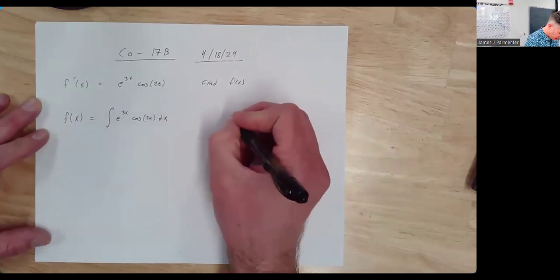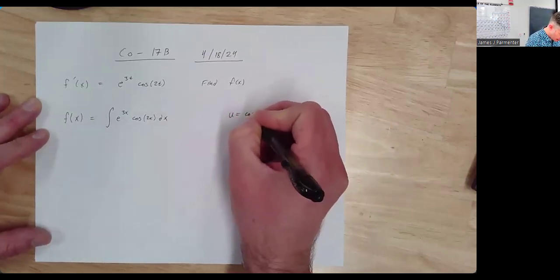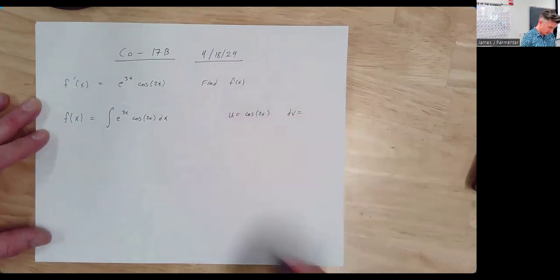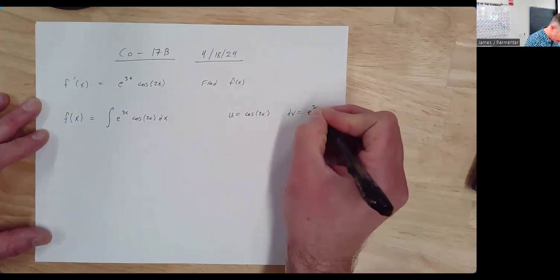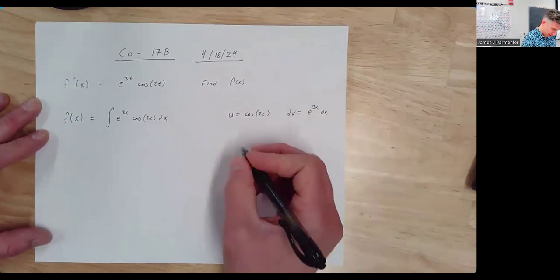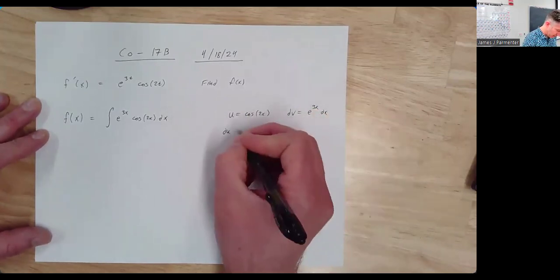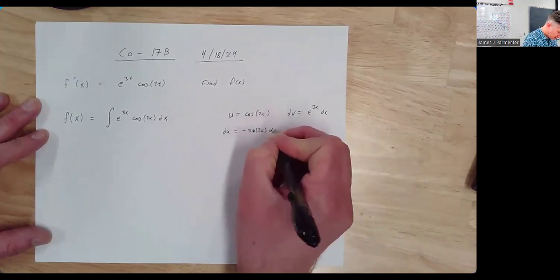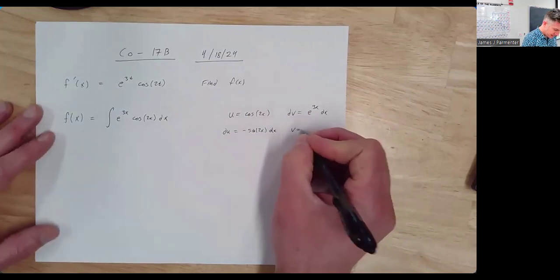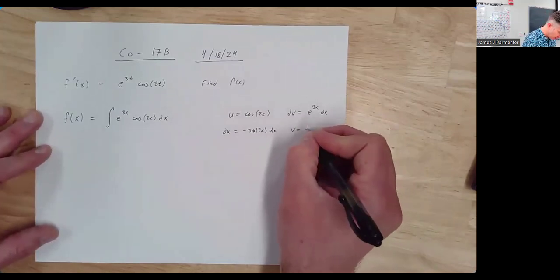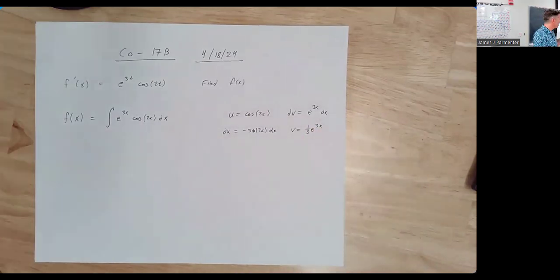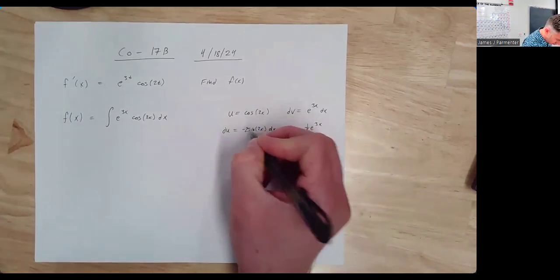So first, we're going to let u equal cosine of 2x. dv has to be the rest, which in this case is e to the 3x times dx. Our du is the derivative of cosine of 2x, which is negative sine of 2x dx. Our v is the antiderivative of e to the 3x, which is 1/3 e to the 3x. Question? Isn't d negative 2 sine 2? Oh, thank you. Yeah, I forgot the 2. Good call.